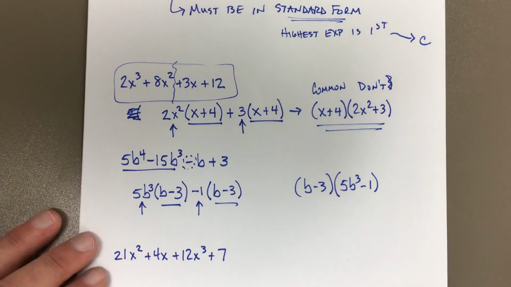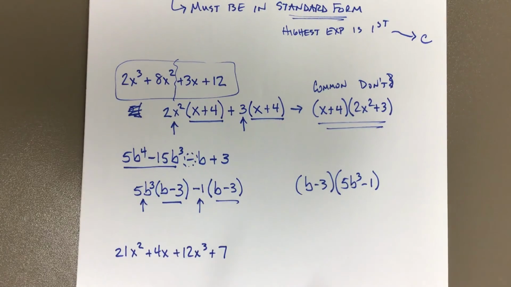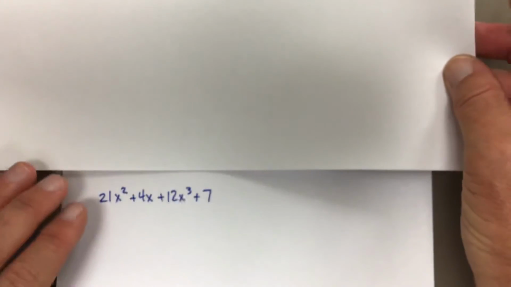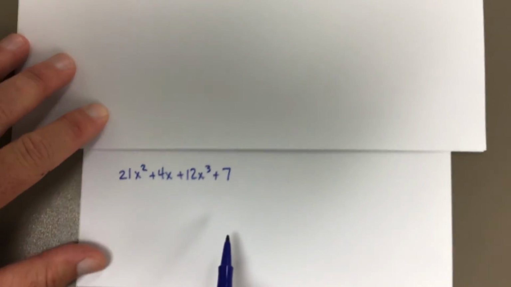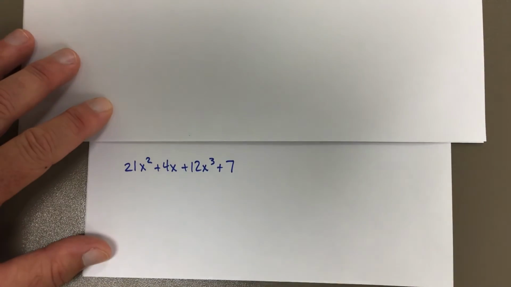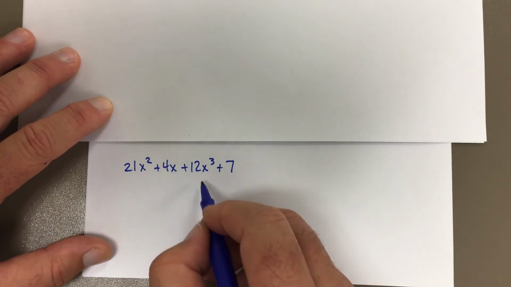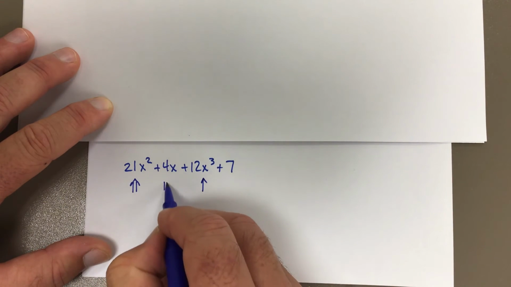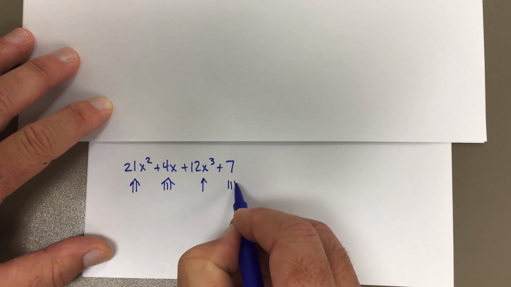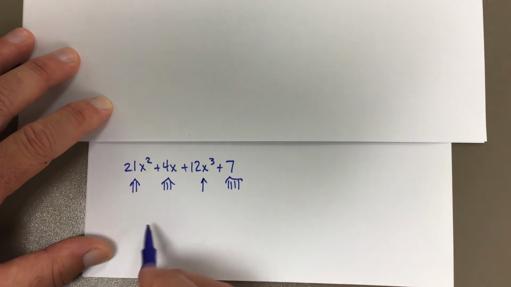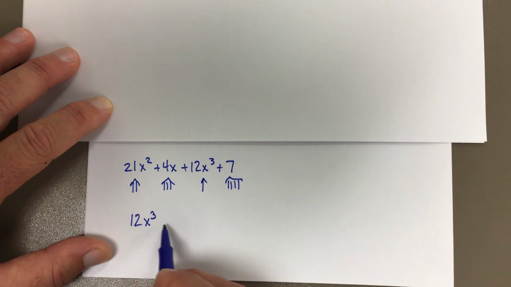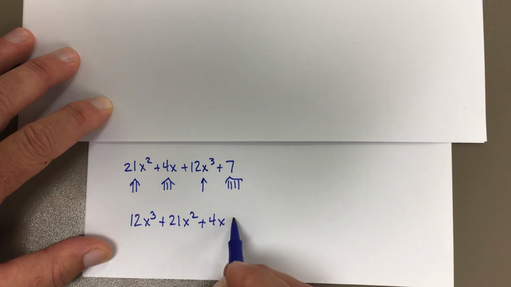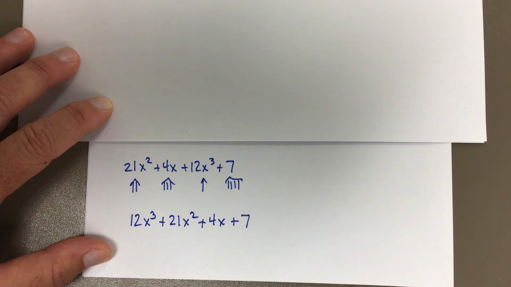All right? And last but not least is the one that says it has to be in standard form. So that means we have to rewrite this problem. To rewrite it, we have to identify who has the highest exponent. That looks like it's this term, and then this term, and then this term, and then finally this term. Okay? So that means it's 12x to the third plus 21x squared plus 4x plus 7. That's what we're looking at.